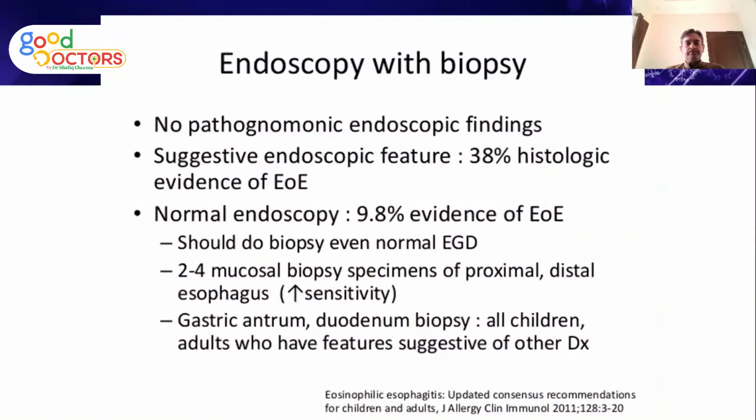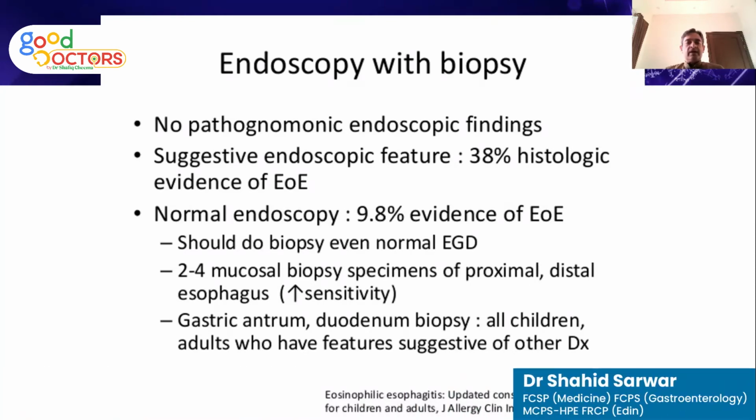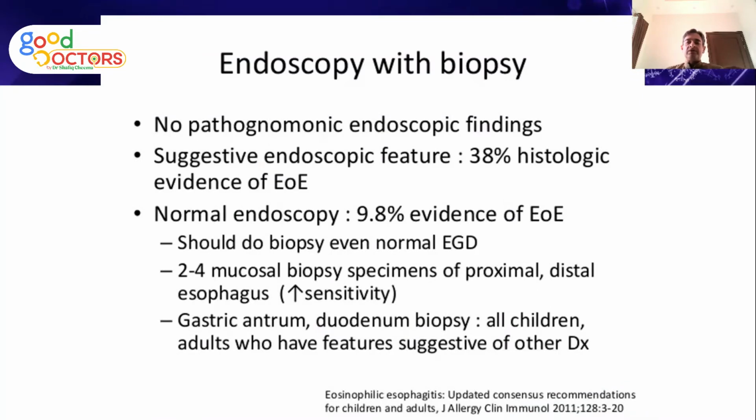So biopsy, obviously endoscopic features are not pathognomonic, and we have already talked that patient can have a normal endoscopy as well. And in patients who have got suggestive endoscopic features of eosinophilic esophagitis, only 38% of them do have the evidence of eosinophilic esophagitis. That's why you just don't base your diagnosis on appearance in endoscopy. And then in 10% of cases of eosinophilic esophagitis, the endoscopy may be perfectly normal. So always take a biopsy. And it should be 2 to 4 mucosal biopsies, at least from proximal and distal esophagus, because the chances of picking the disease in proximal and distal esophagus is more.